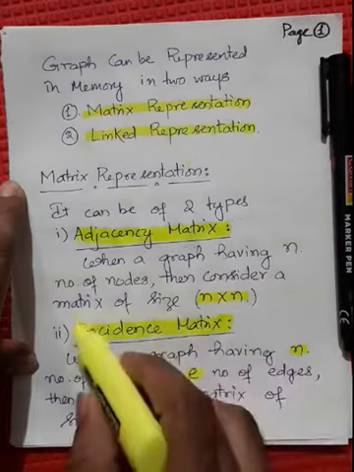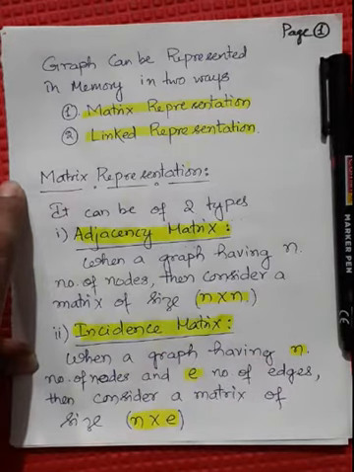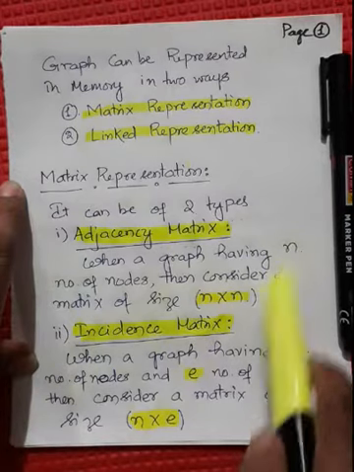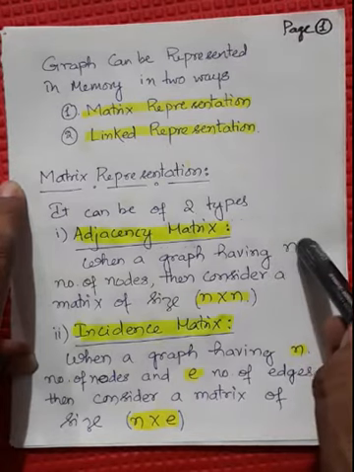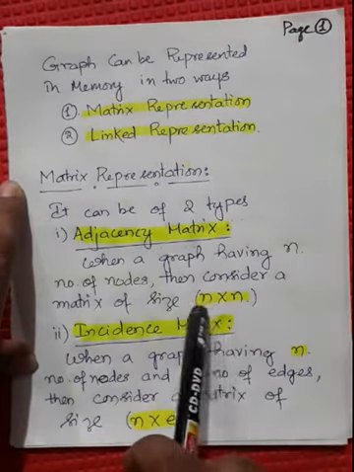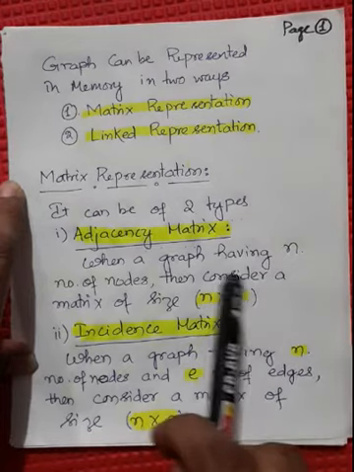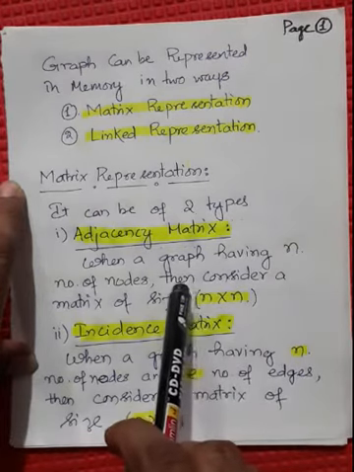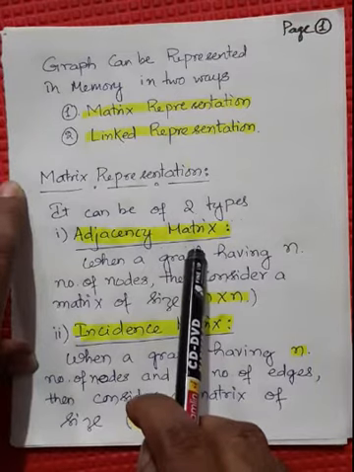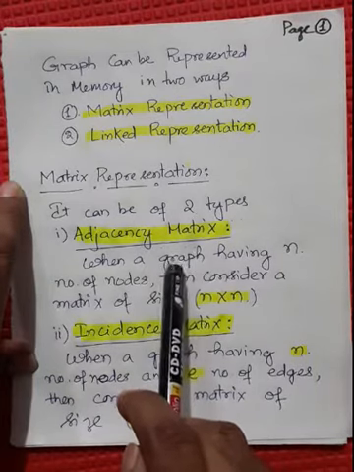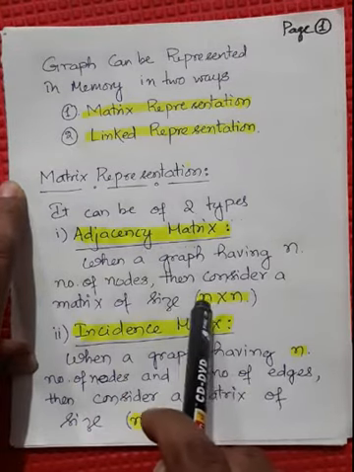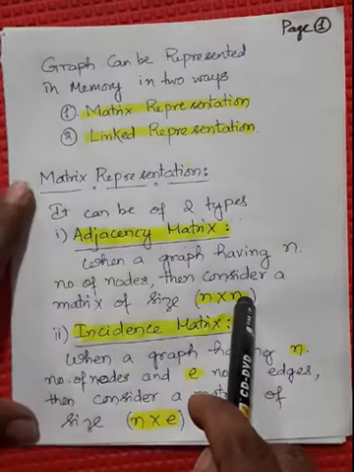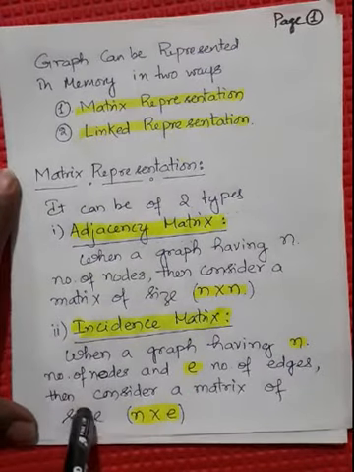So what is an adjacency matrix? When we think of storing the graph in a matrix, when the graph contains n nodes, if you consider a matrix of n cross n size and store the data, then we call it an adjacency matrix. If in a graph there are 4 nodes, we have to take a matrix of size 4 cross 4.